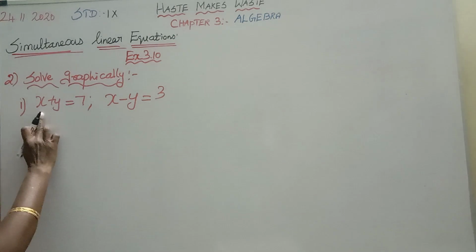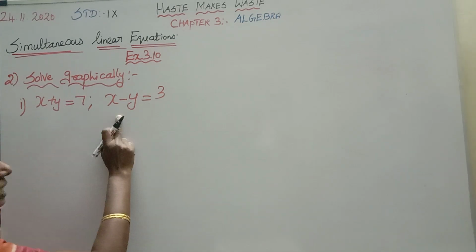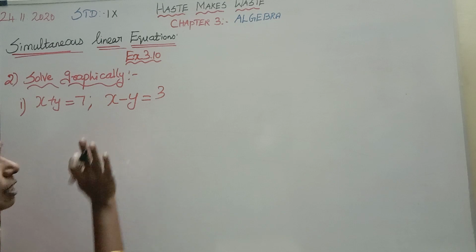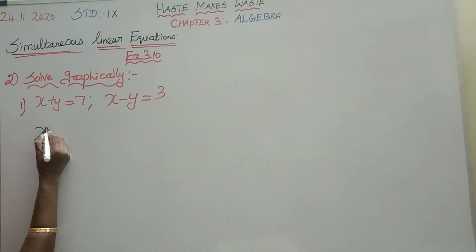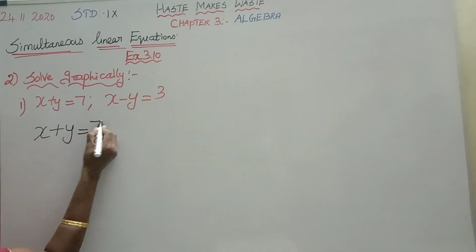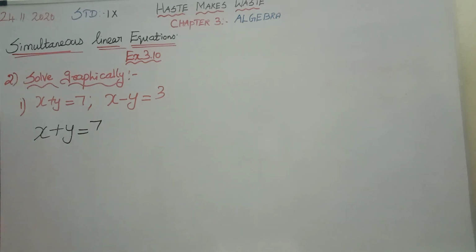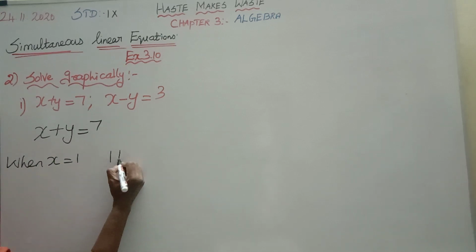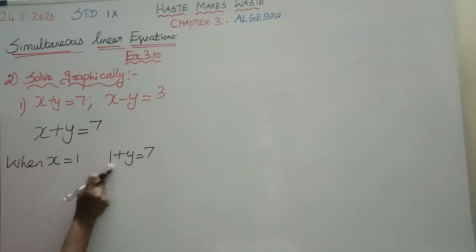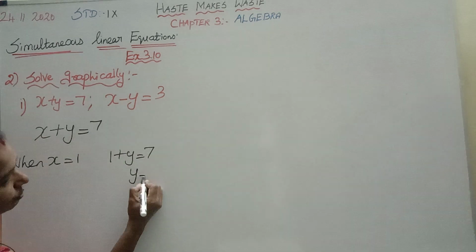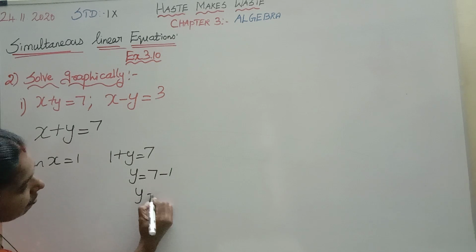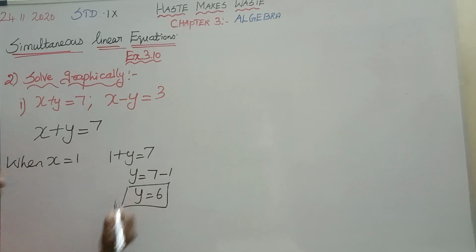Okay, first is what? x plus y equal to 7. And the second equation is x minus y equal to 3. First you take x plus y equal to 7. We will substitute one value, then we will find the answer. First I am going to take x equal to 1. What is the y value? 1 plus y equal to 7, x is equal to 1, right? Then y equal to 7 minus 1, y equal to 6. Okay, next when x is equal to 2.